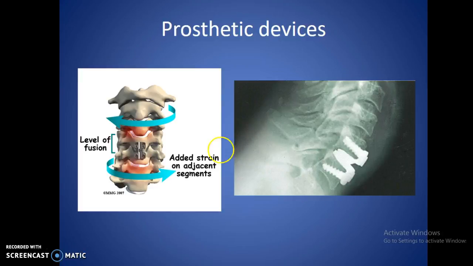Prosthetic device, this just shows a couple different things that they do. They can put screws in and kind of lock these in place so that at least one portion of the vertebra is a little bit more stable than the rest.